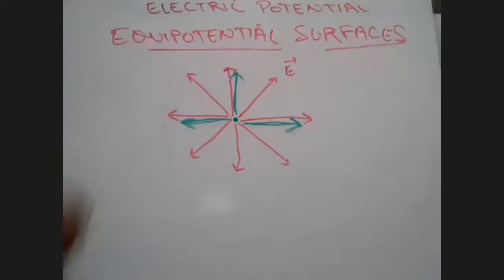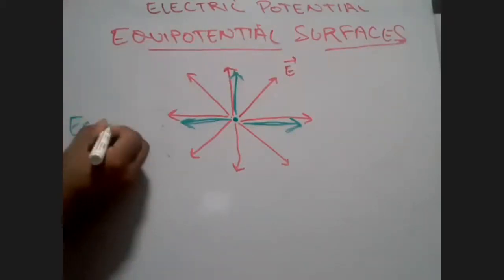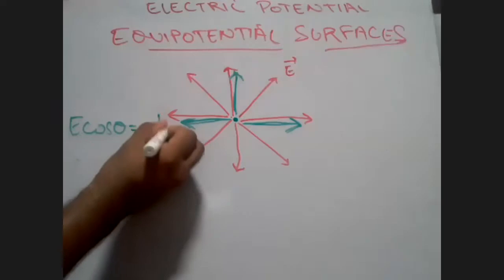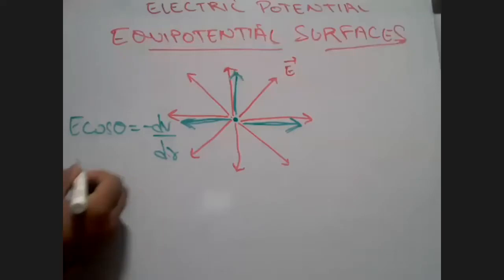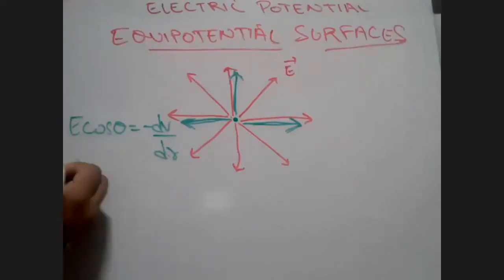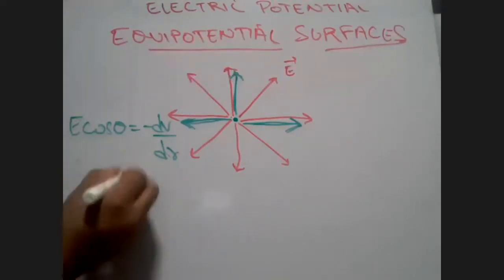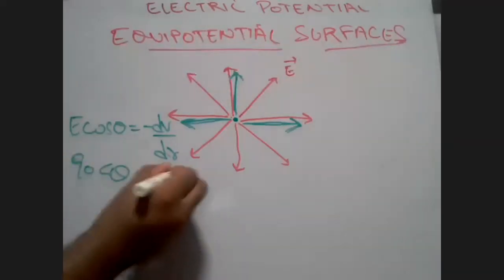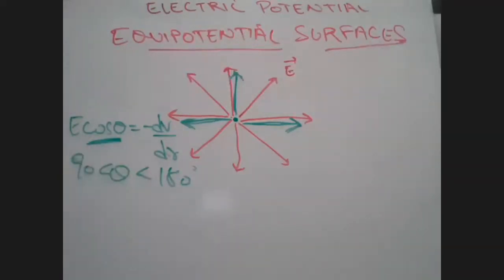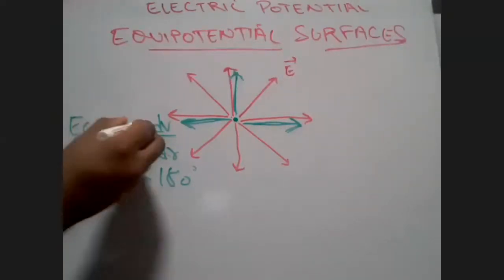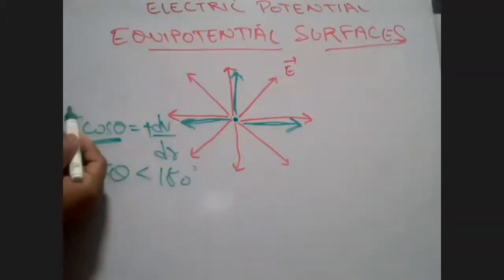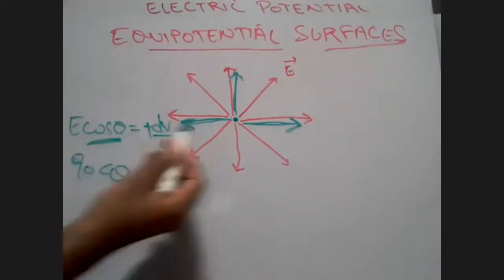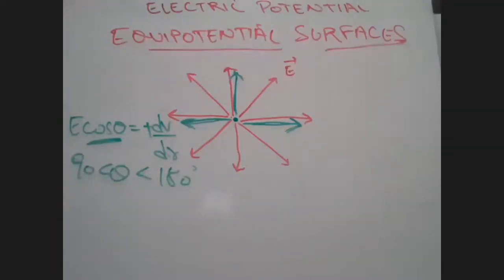What will happen? If I say E cos theta is equal to minus dv by dr, and I say theta is an obtuse angle, which is in between 90 degrees and 180 degrees, then I'll get negative values of cos theta. And if I get negative values of cos theta, then what will happen? This will automatically be plus. Positive. The rate of change of potential will start increasing here. So that is what I want you to know.